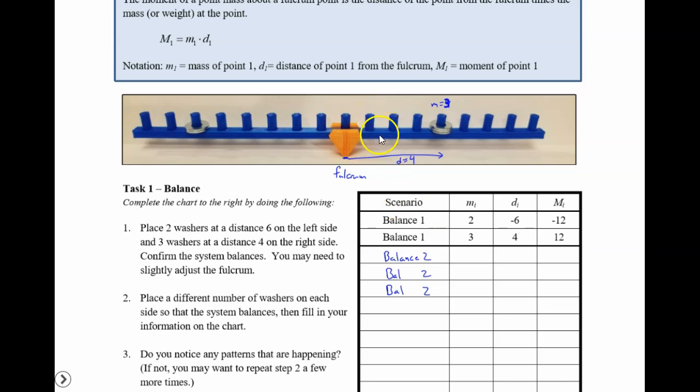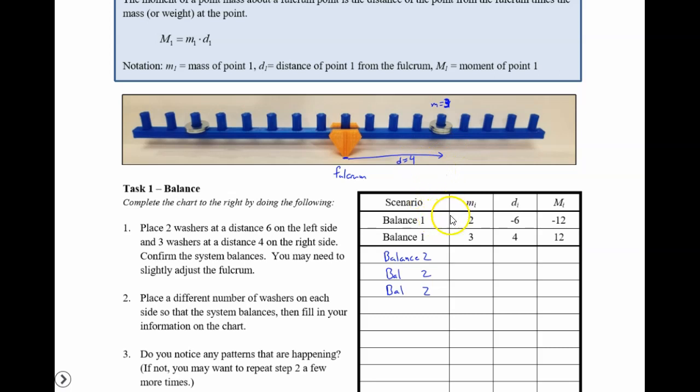One way they're going to balance is if you just put stuff super even on both sides, like a stack of 4 at a distance 3 and another stack of 4 at a distance 3 on the other side, but that's not super interesting. We kind of expect that if it's symmetrical, it's going to balance. So try to come up with some things that are not symmetrical, kind of like this first one where you got different masses at different distances.